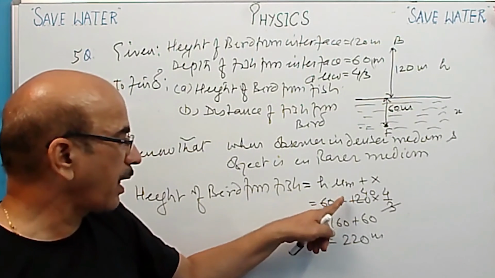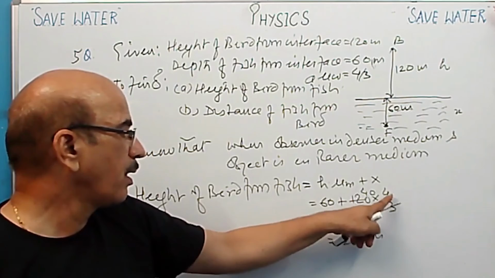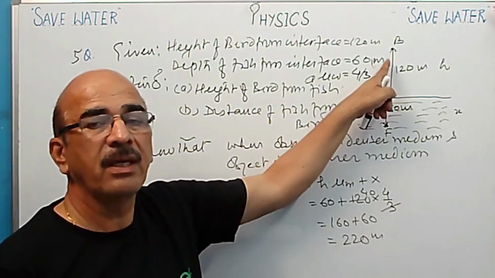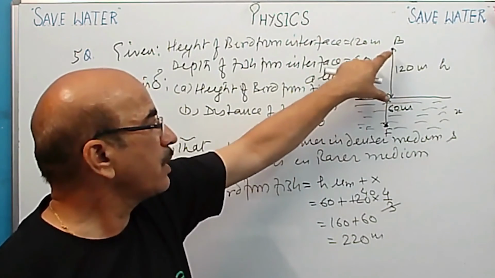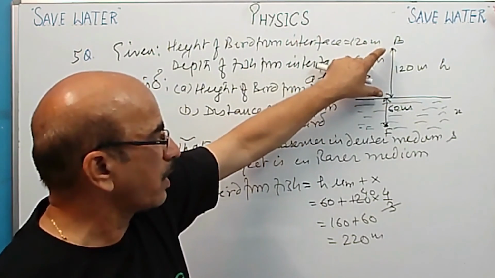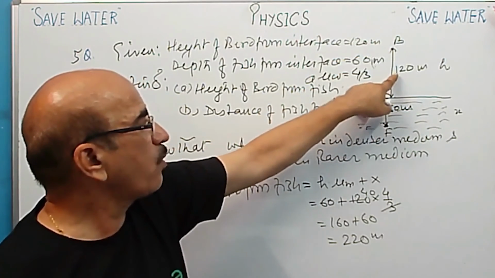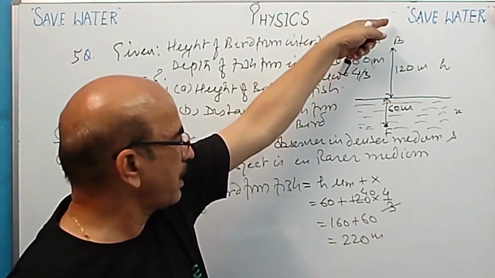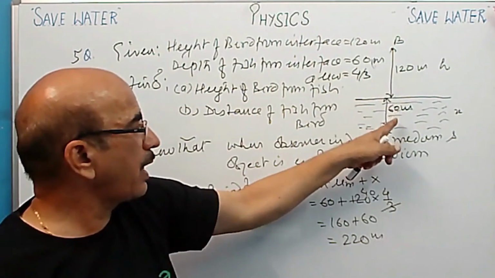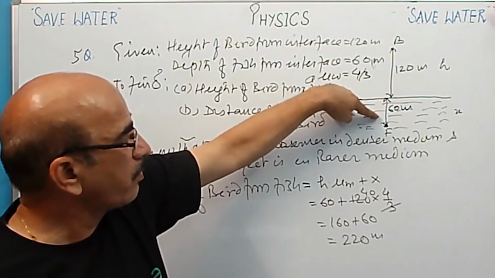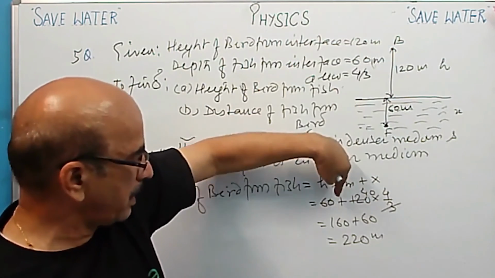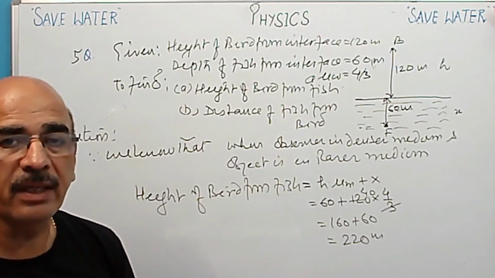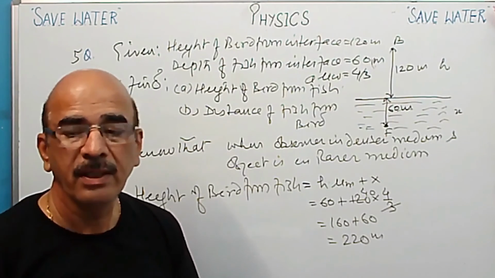And this, ये जो हमारा आया 120 into 4/3, this is the apparent 160. It is the apparent height of the bird from fish. तो ये जो from the surface of water, तो ये 120 की जगह जो bird जो है, अगर हम यहाँ से देखेंगे तो ये 160 पर दिखाई देगा. और टोटल जो डिस्टेंस होगा बर्ड का फ्रॉम फिश, it will be 160 plus 60, 220 meter. I am sure you must have noted it. Now we are going to do the second part.